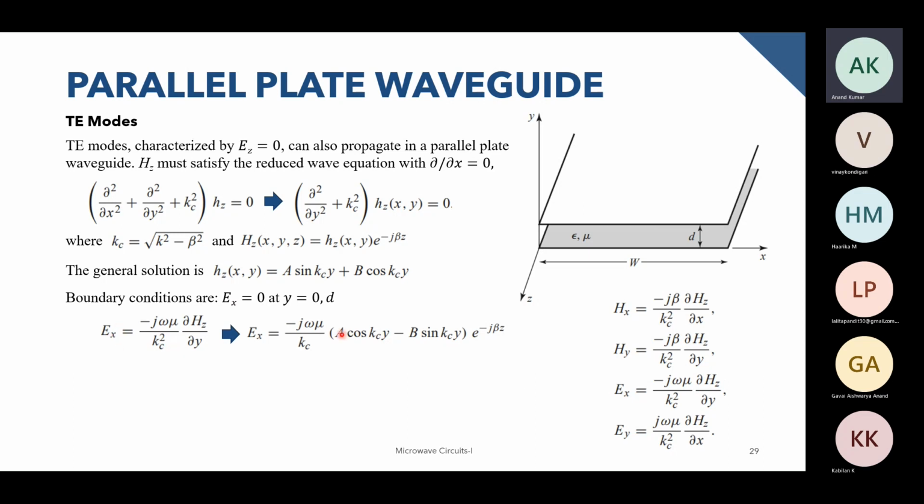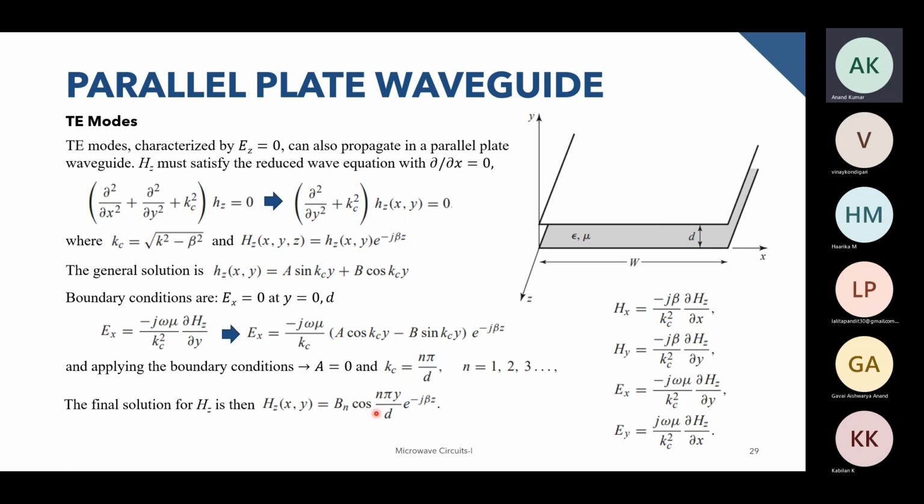And once we have Ex, we perform the boundary conditions on Ex. Now once we do that, we find out that A is equal to 0, and Kc turns out to be n pi by d. Now using this information, we can define the final solution for Hz again, which turns out to be something looking like this, which has cosine dependence over here.